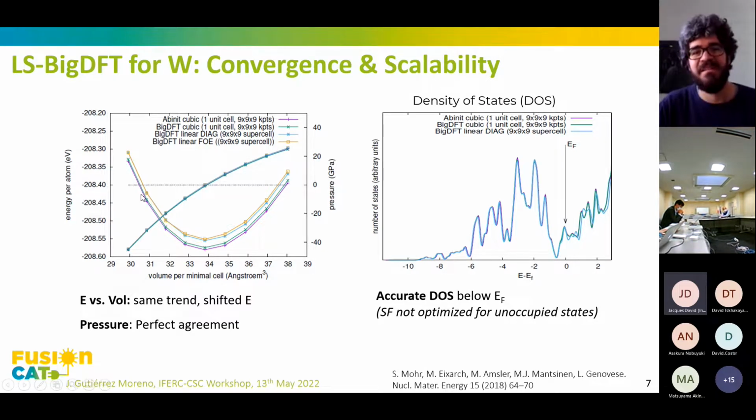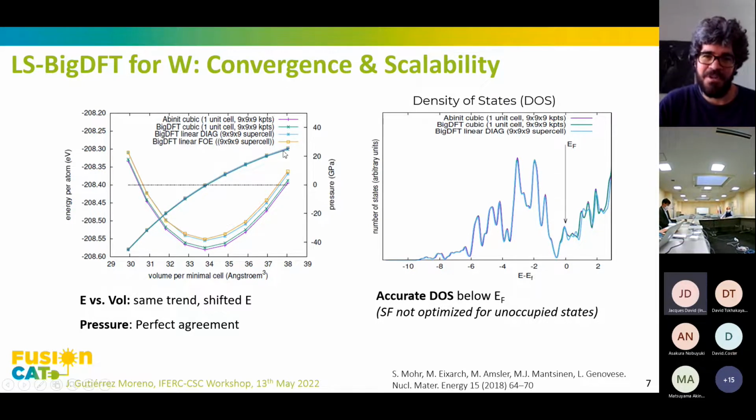So first of all, going into the comparison between linear scaling and standard DFT. Here on the left-hand side, you see this graph where we have the energy versus volume, which are these curves here. The linear scaling DFT are these lines here. Basically, you can observe that the trend is pretty much the same as with standard DFT. There is a difference in the total energy, but variations are pretty similar, which means that we got good agreement.